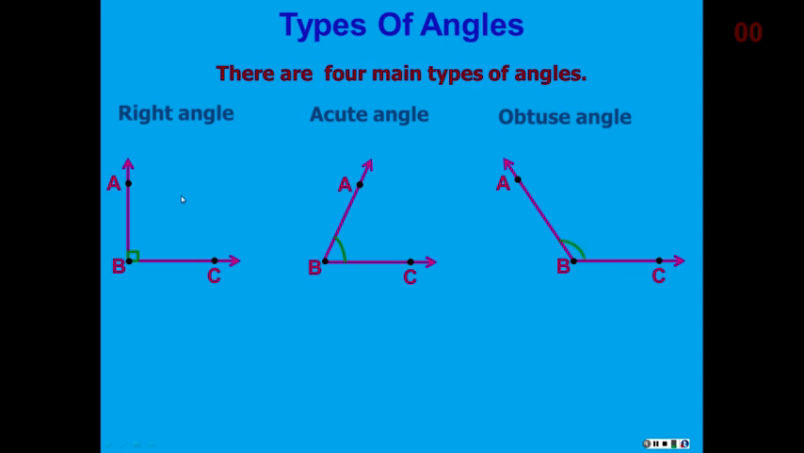A right angle has a 90-degree angle. It's exactly 90 degrees, right? An acute angle is less than 90 degrees. And an obtuse is what? More than 90, but less than 180. That's the definition. More than 90 degrees, but less than 180 degrees. And a straight angle is exactly 180 degrees. And remember, a reflex angle is greater than 180 degrees, but less than 360.